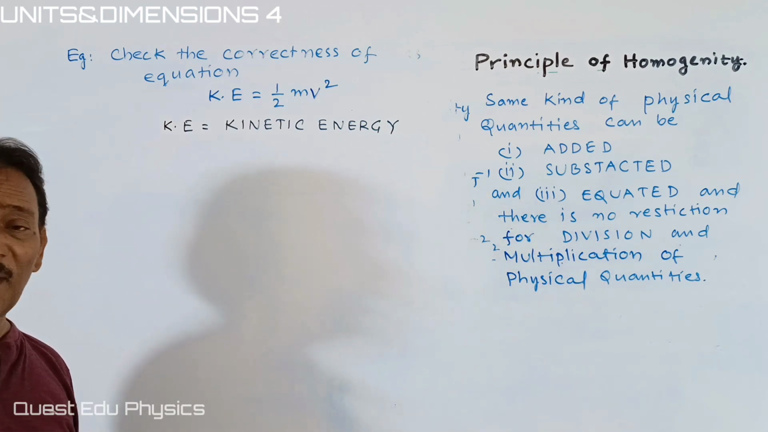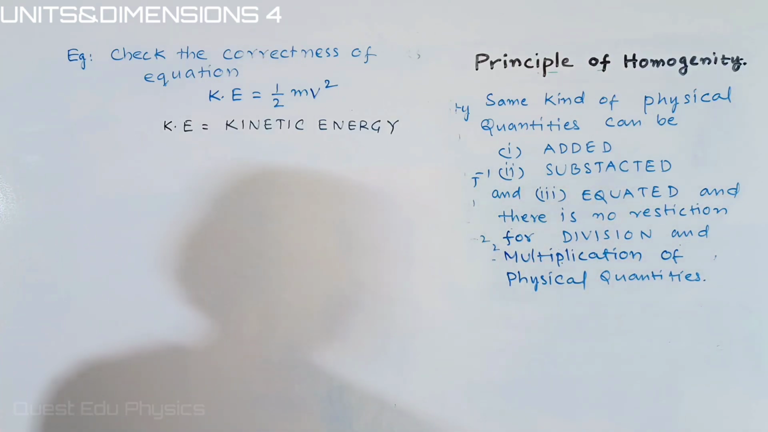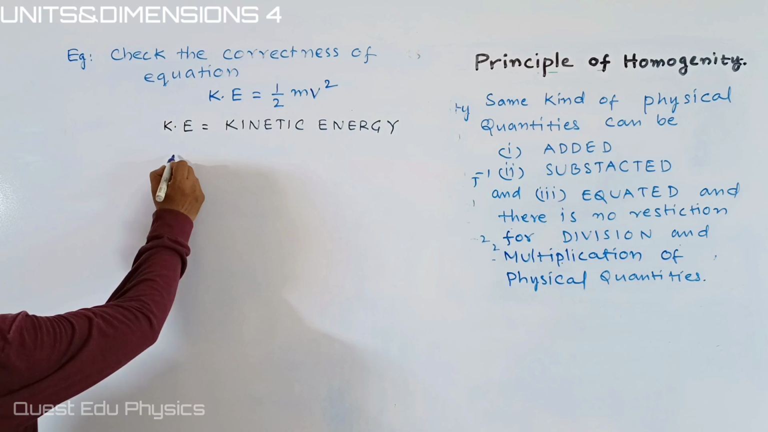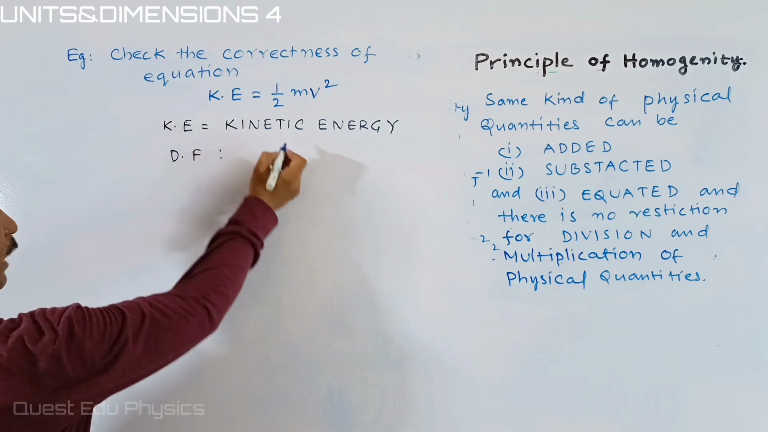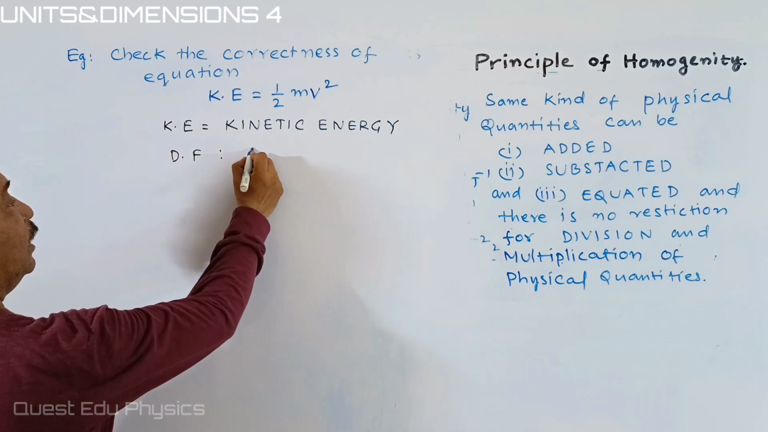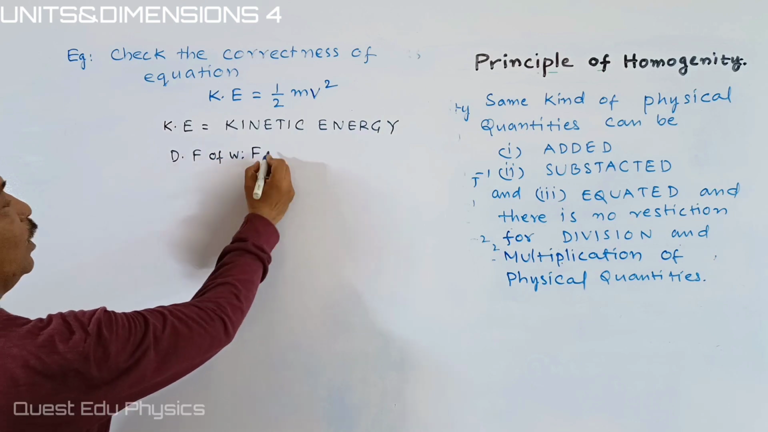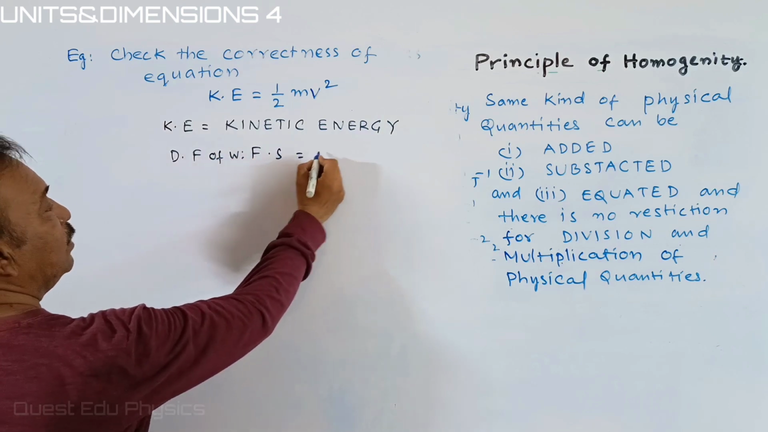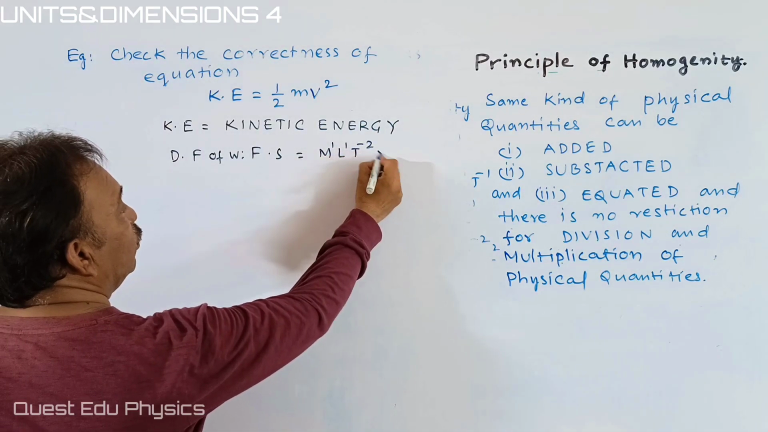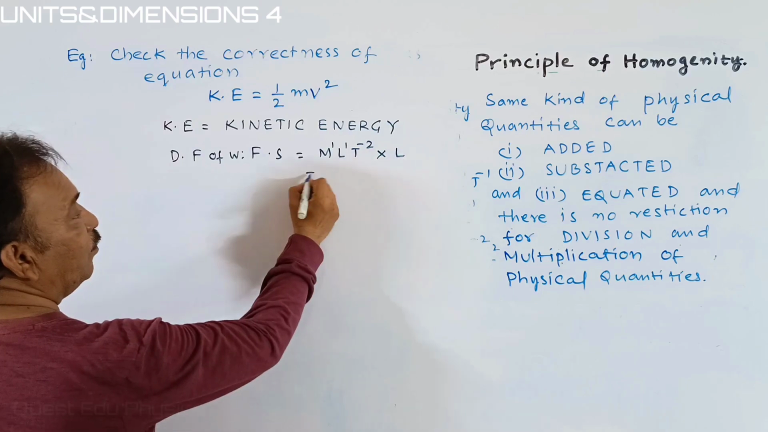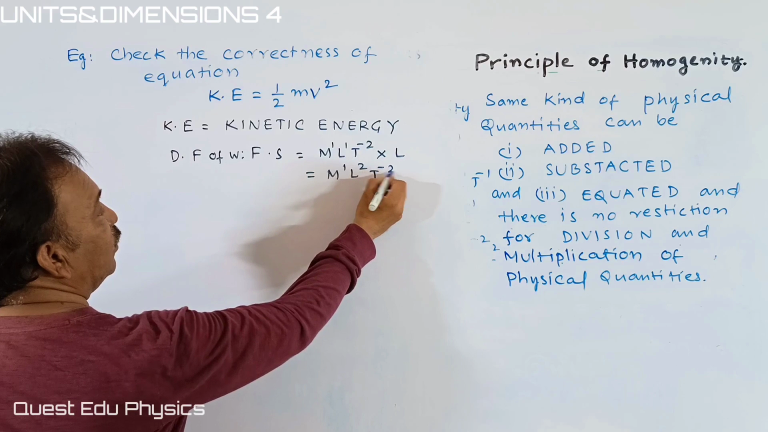Kinetic energy, potential energy, whatever the energy is, all the energies are nothing but work done. And you know that the dimensional formula of work done, or kinetic energy or potential energy, is force multiplied with the displacement. That is M1, L1, T inverse 2 into displacement L, that is M1, L2, T inverse 2.